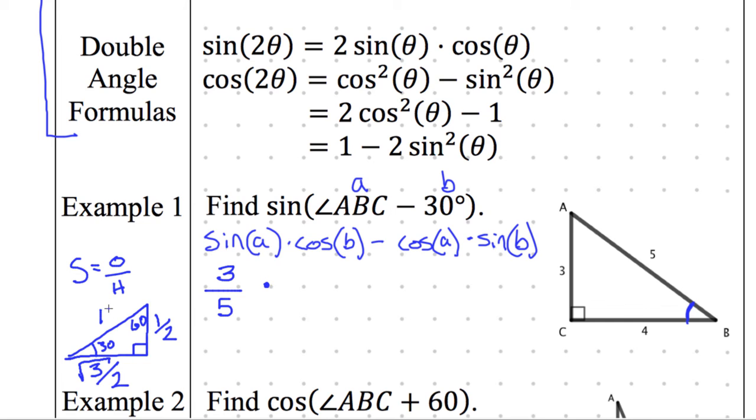Think of a circle. X direction, is that left and right or up and down? It's left and right. Which one of these is left and right? The square root of 3 over 2. There it is. Square root of 3 over 2.